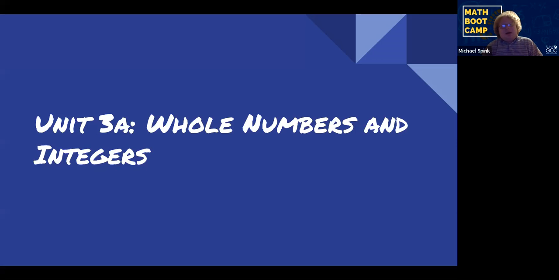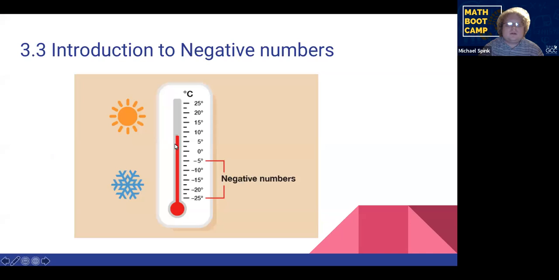We're going to be talking about a whole bunch of different classifications of numbers here, and we're going to be kind of trying to categorize them as best we can. The first one that we typically talk about are negative numbers. Negative numbers are things when you go less than 0.